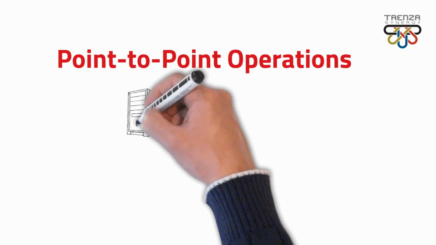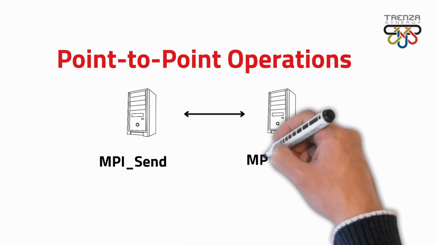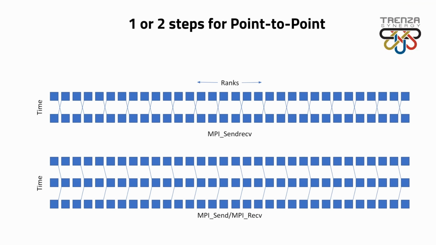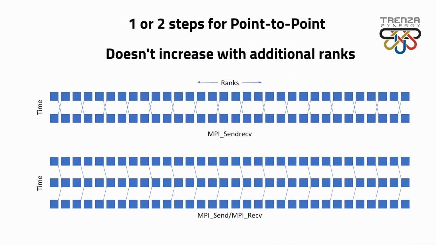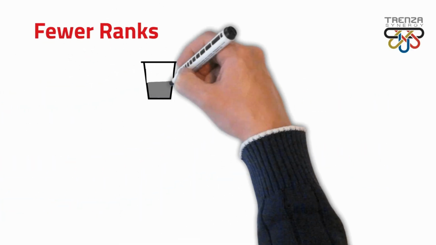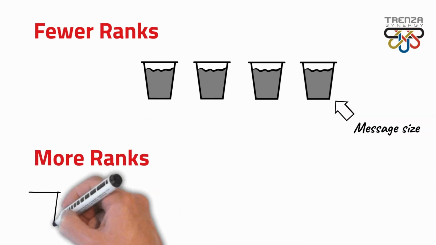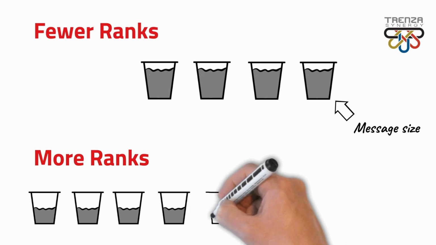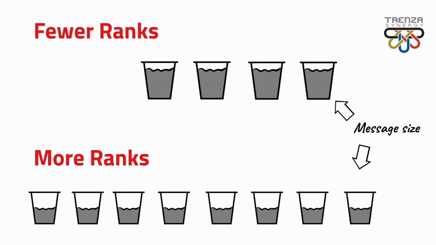The other major category of MPI operators is point-to-point. And that is when two different ranks communicate directly with each other, usually with MPI send and MPI receive. This communication pattern takes 1 or 2 steps to complete, and unlike collective operations, the number of steps doesn't increase when you add additional ranks. Sometimes adding more ranks will decrease the problem size of any particular rank, which may make the message size smaller, decreasing the latency for these types of messages.